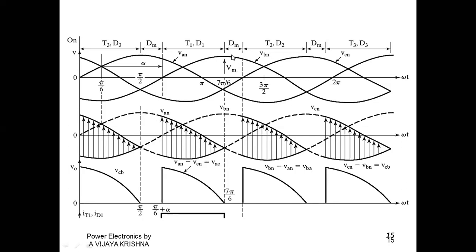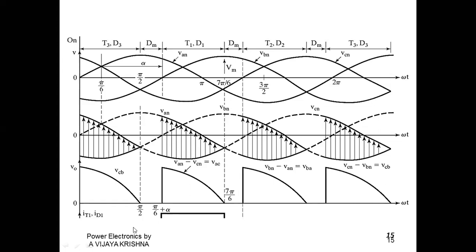Why? Because the freewheeling diode is there. With respect to the freewheeling diode, I have not shown the output voltage. So the output waveform with respect to the freewheeling diode should be 0. Next, T2 D2 will conduct. This is the T2 D2 voltage, and next one T3 D3. And this is for alpha greater than 60 degrees.